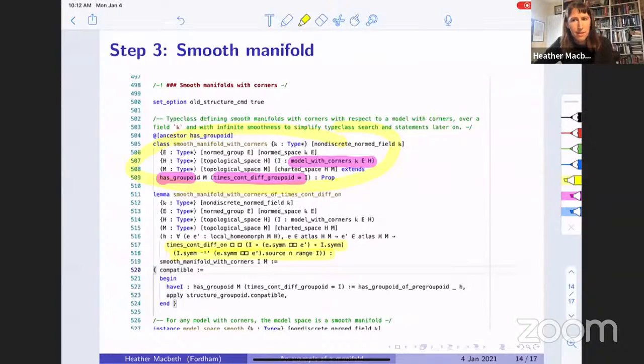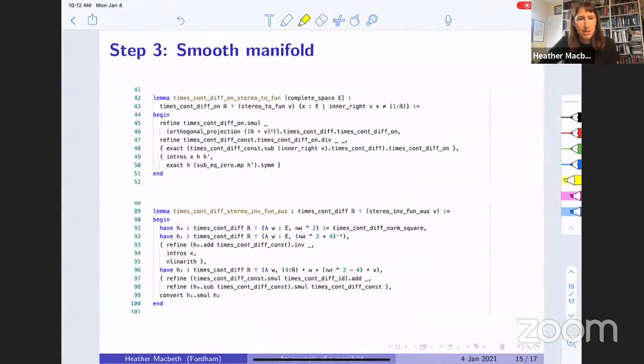So you have the fancy definition, but you really do just need to check smoothness of a whole bunch of functions. And this was really the easiest part of the project. The library on smoothness of functions is very well developed. So you just apply lemma after lemma following your nose, and you get that all of the functions involved are smooth, and then you're done.